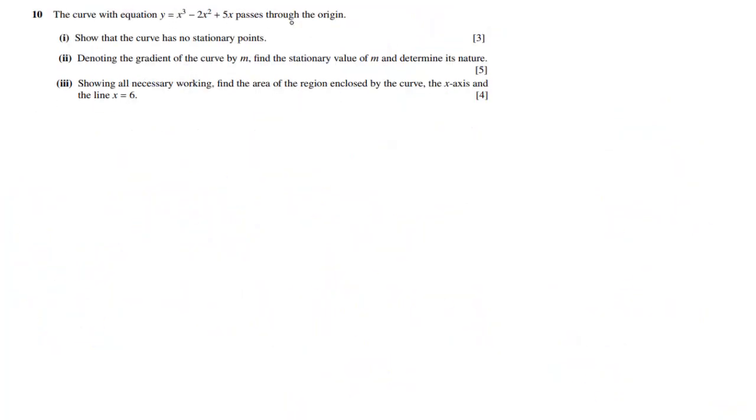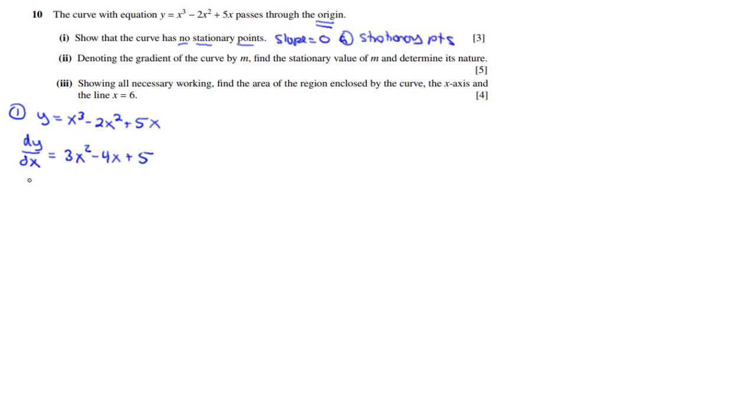And then in number 10, we've got this curve y equals x to the third minus 2x squared plus 5x. We know it passes through the origin. And so they want to show the curve has got no stationary points. And so we're going to go ahead and find the derivative, and that's going to be 3x squared minus 4x plus 5. And if it's going to have a stationary point, well, then what we've got to do is make the slope equal to 0, and I should be able to find out what x is equal to. But the fact that they're telling me there's no stationary points, I'm expecting not to be able to find out what x is equal to.